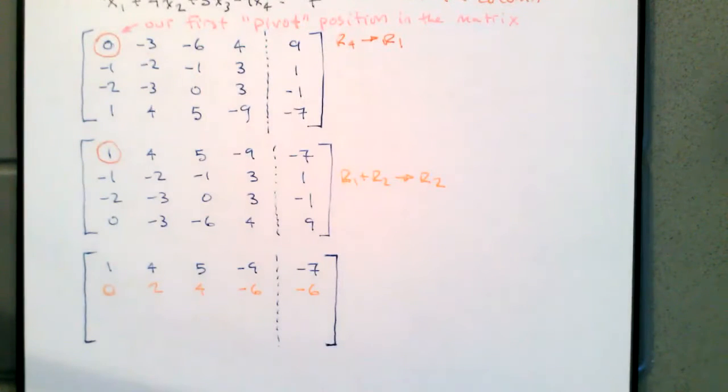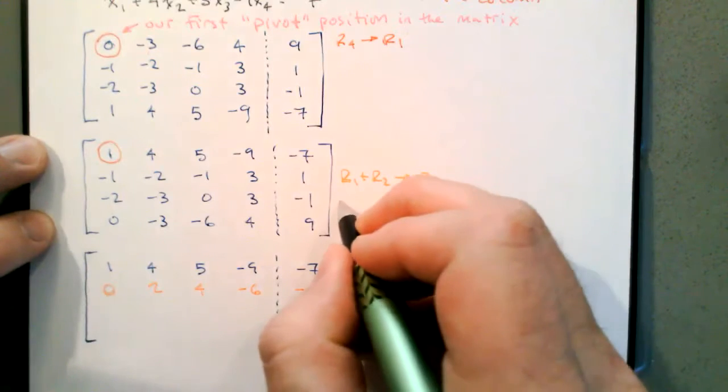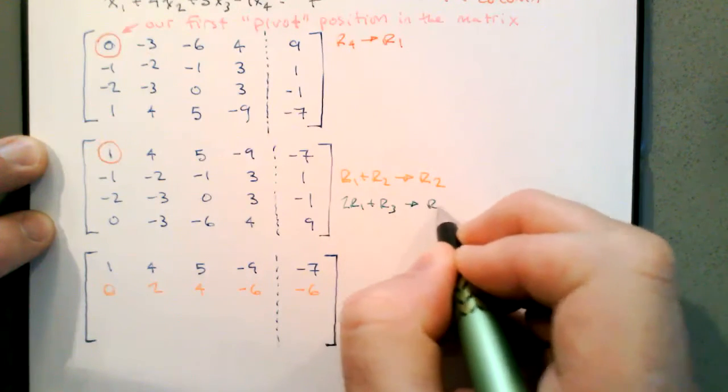I use that 1 to get a 0 in row 2. I also want to use that 1 to get a 0 in row 3. So I need to cancel out a negative 2 with a 1. So I'll take 2 times the first row and add it to row 3, and that'll be my new row 3.